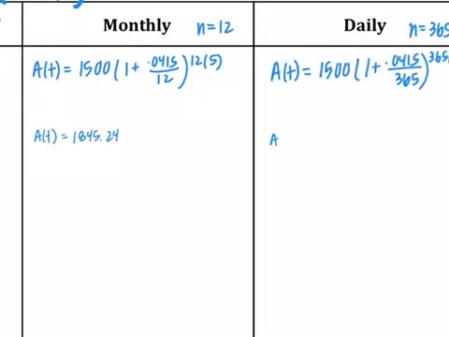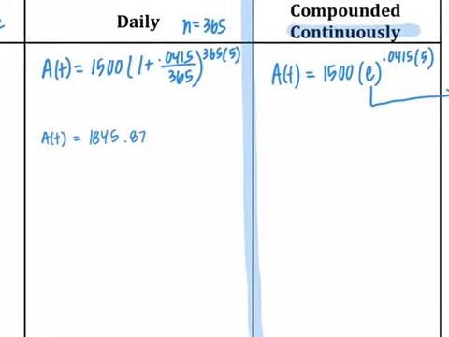And then the daily is $1,845 and 87 cents. And the compounded continuously, which should always be your highest, would be $1,845 and 90 cents because you're going to be rounding up. It's 89 or 0.896, so it's going to round up. So that's how you do the compounding continuously.